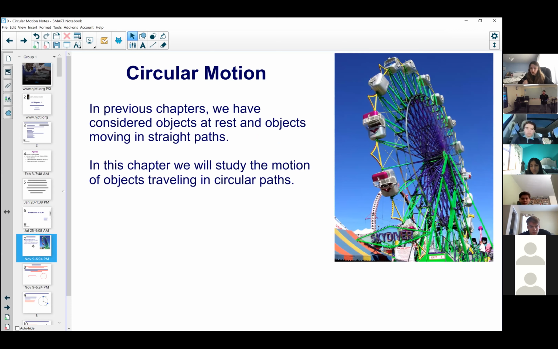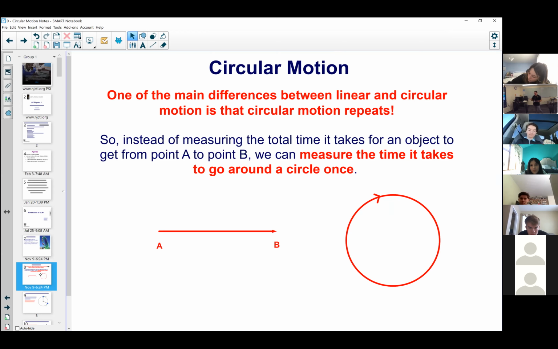All right. So in previous chapters, we've considered topics at rest and topics moving in a straight line. Now we're going to be looking at things that go in a circular path, like a merry-go-round, like a Ferris wheel. Just kind of an intro statement. Can I get someone on the Zoom to read this slide for us?